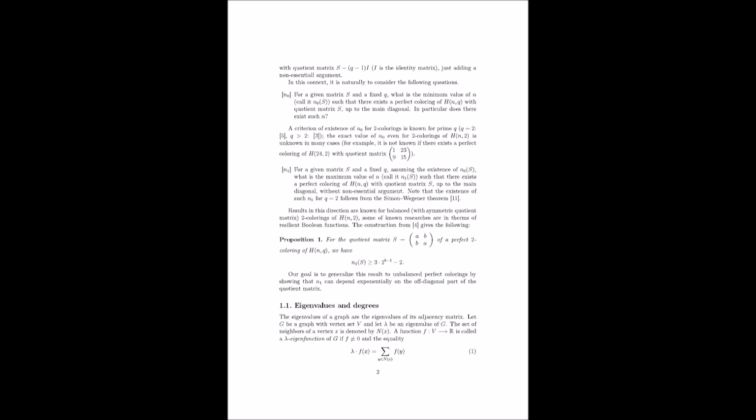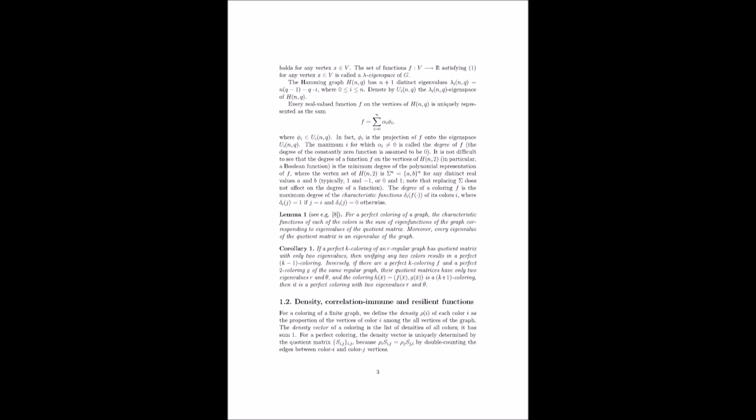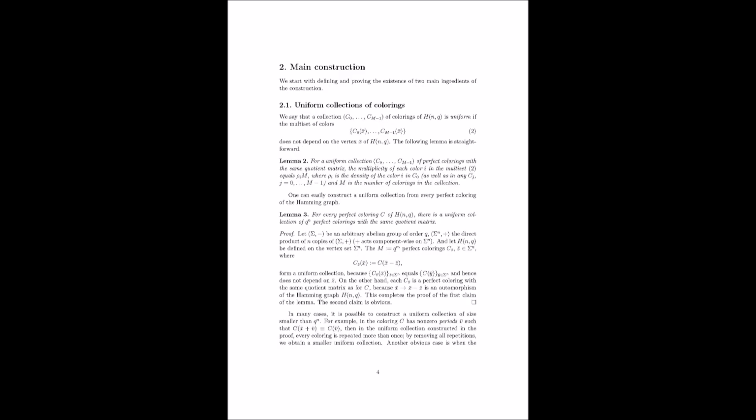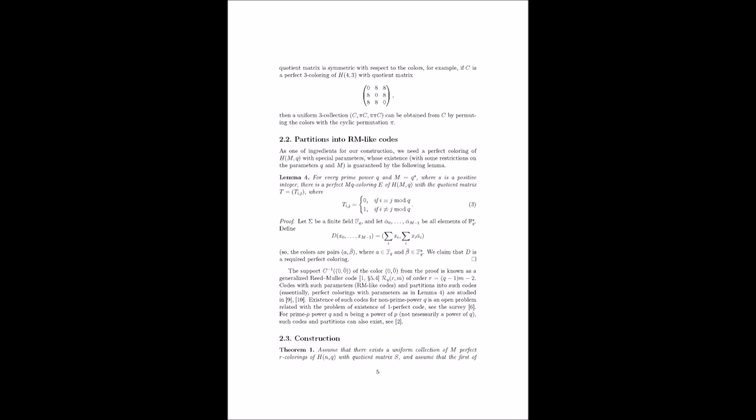Okay, so how do they actually prove that these colorings are so efficient? Well, the proof relies heavily on the properties of the uniform collections and the RM-like codes. They basically show that if you try to remove any argument from the coloring, it's going to mess everything up. It won't be a perfect coloring anymore. Oh, I see. So it's like a perfectly balanced ecosystem. Everything has its place, and if you remove something, it throws off the whole system.